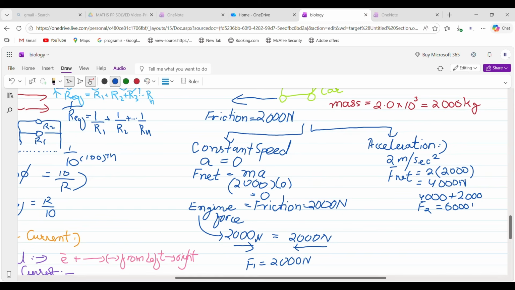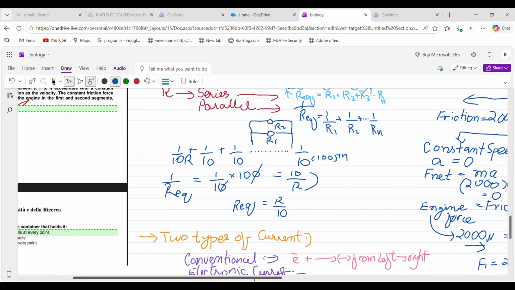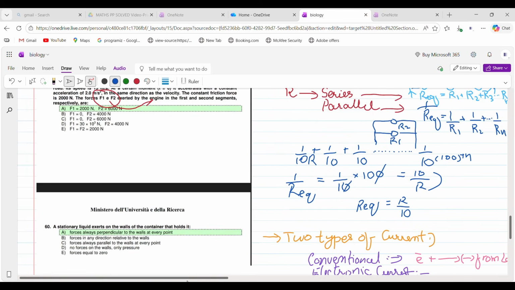Okay, so the engine already had 2000 Newton force, which was in the forward direction. Then it got acceleration of 2, and 2 into 2000 is 4000. Okay, so 4000 plus 2000 is what we got, 6000, which means F1 is 2000 and F2 is 6000, which is given in the first option. We have gotten our answer.